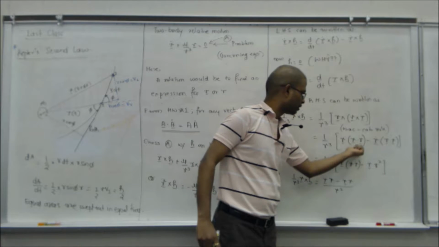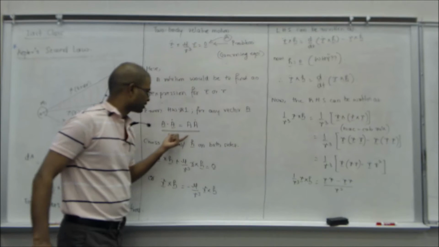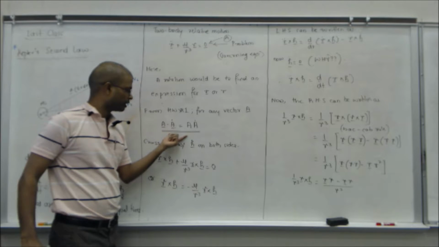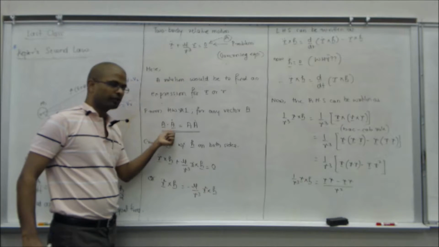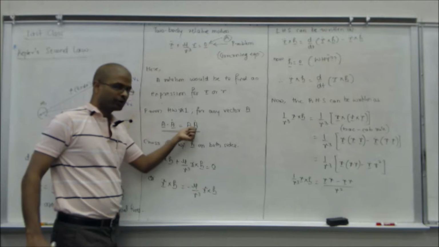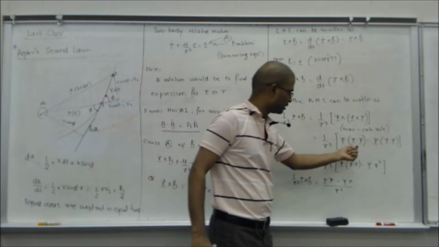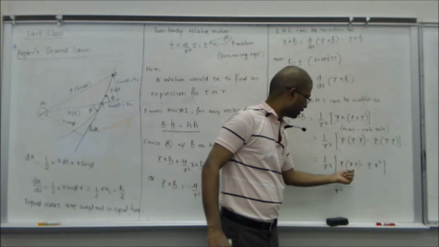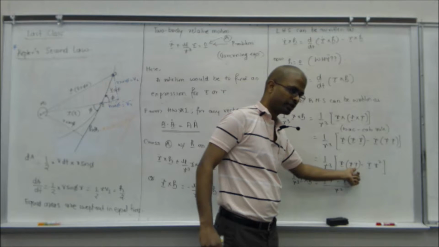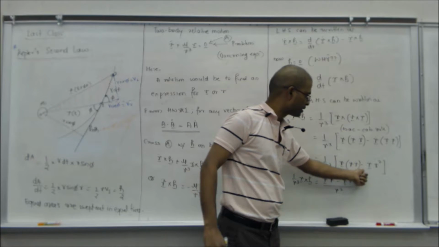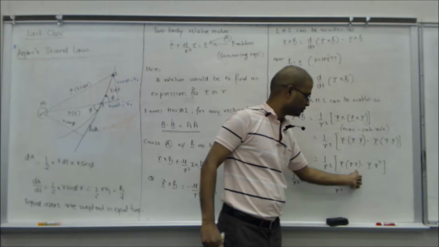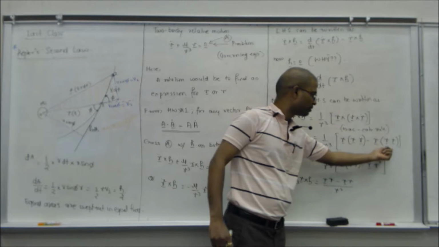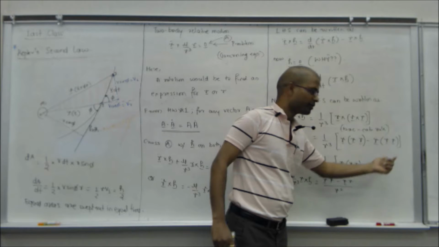Now compare this and this result. This is from the first assignment, right? Vector A dotted with its derivative is equal to magnitude into its derivative. We have used that result. Minus, right. And R dotted with R is just R square.